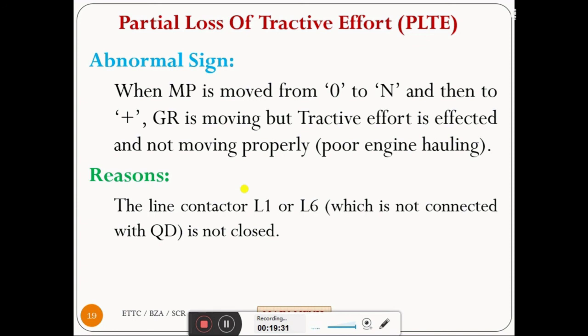That means we don't experience any auto regression with LSP or other indications, other traction failures, but we can feel the loss of tractive effort. That's why it is named as partial loss of tractive effort. We can simply understand like 6 motors running, then how we can feel the engine hauling, and only 5 motors running, then how will be the engine hauling. We can sense the difference. That's why we call it partial loss of tractive effort.